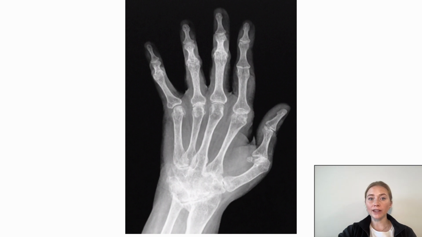So this concludes the hand module. While it is not an exhaustive list, we have just reviewed a number of common hand pathologies that may be seen on x-ray. These conditions are commonly encountered in the emergency room and in clinic settings and are important to recognize. In the next section, we will move on to the wrist.